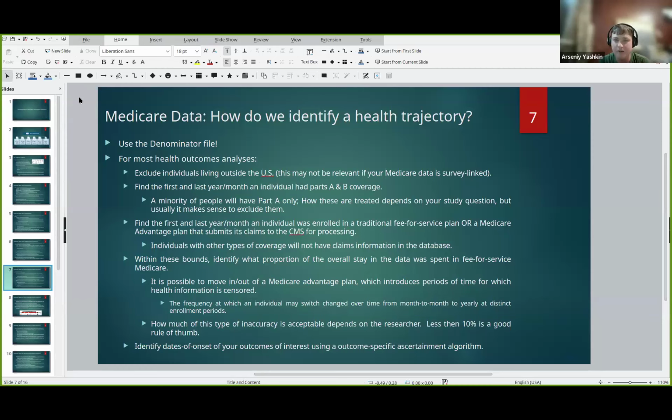So usually, when you don't have a survey, which removes a lot of these issues, you would exclude individuals living outside of the US. In the NLTCS, we're all here. This is not an issue. So first and last year of an individual's Parts A and B coverage. Some very rare numbers of people have only Medicare Part A. For example, a lot of the elderly Duke faculty, they'd sign up for Part A and then they'll use the Duke insurance. So that's something you can run into, something to be aware of.